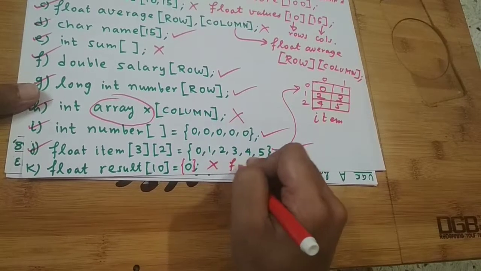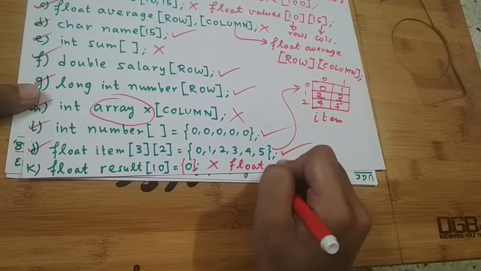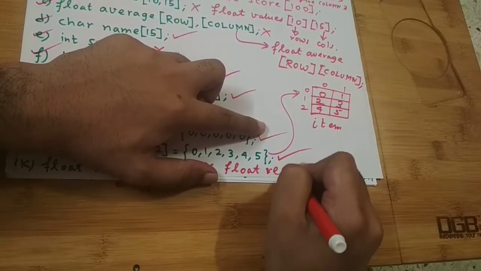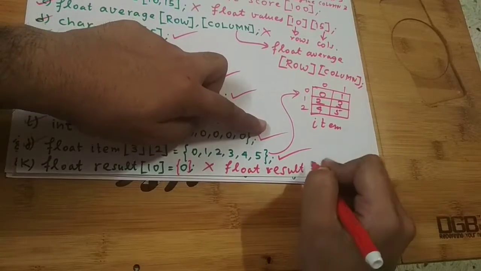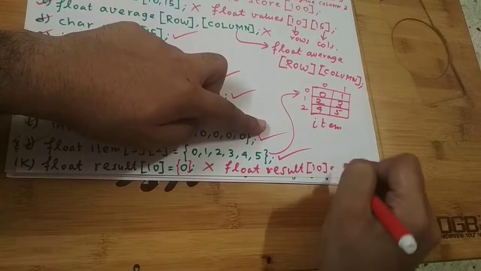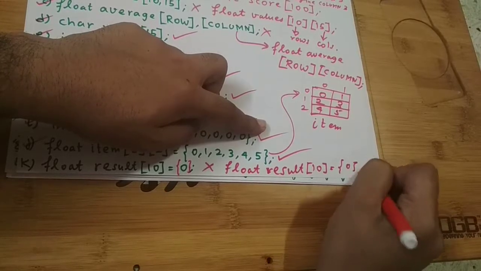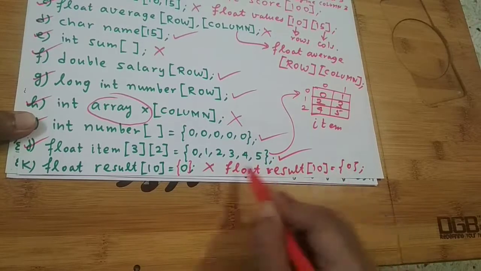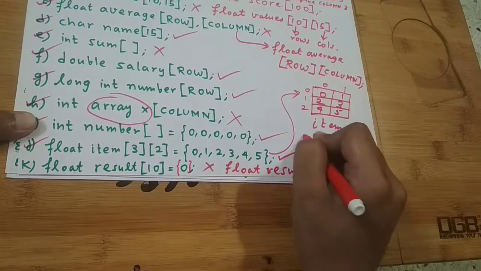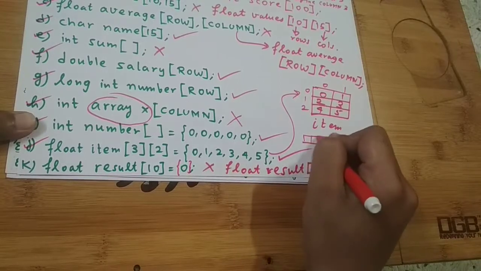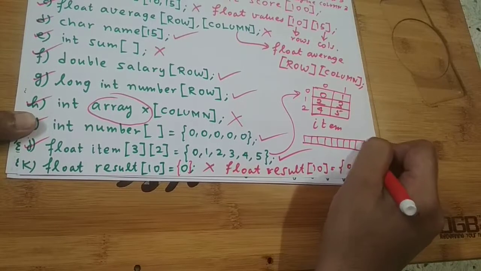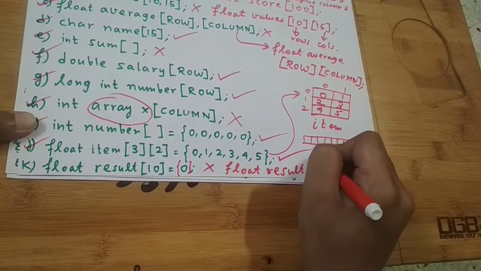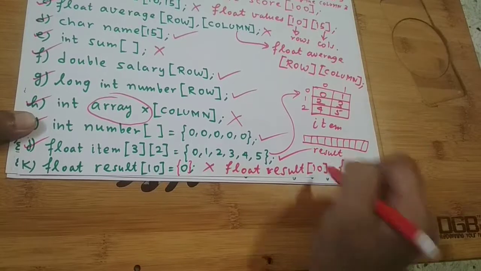What should have been the correct representation? We should have written float, then the name of the array. Sorry about that. The name of the array is result, and the size of the array is 10. And then within curly brace, I would write 0. So what would happen due to this statement? An array of 10 locations would be created. 1, 2, 3, 4, 5, 6, 7, 8, 9, 10. And these 10 locations would be referred to by a common name, which is the name of the array. In this case, it's result.